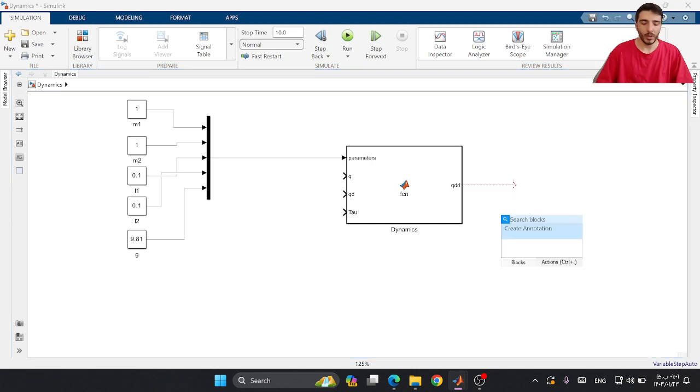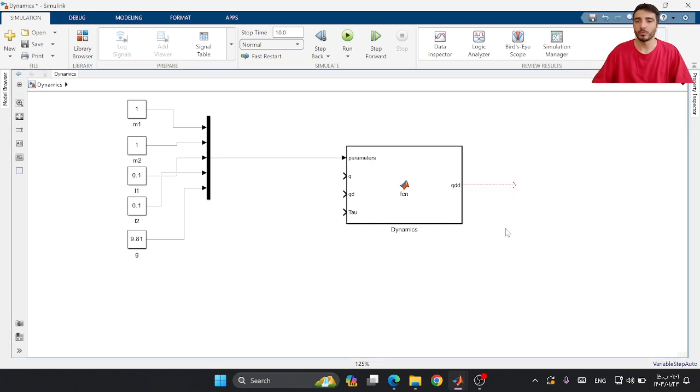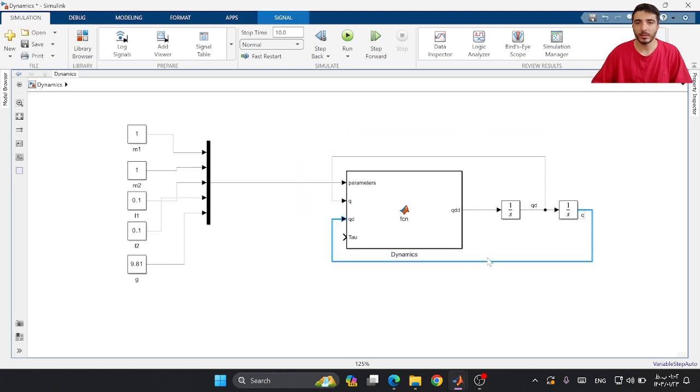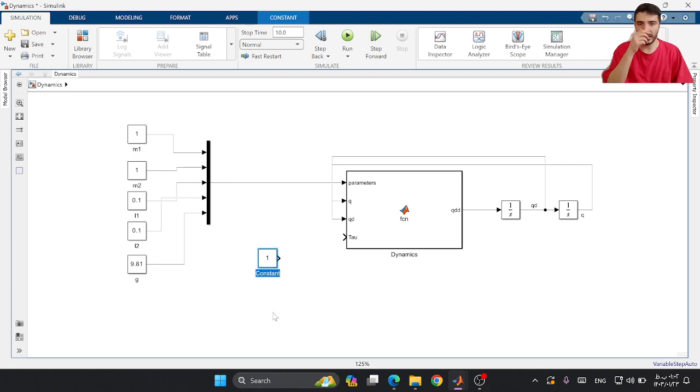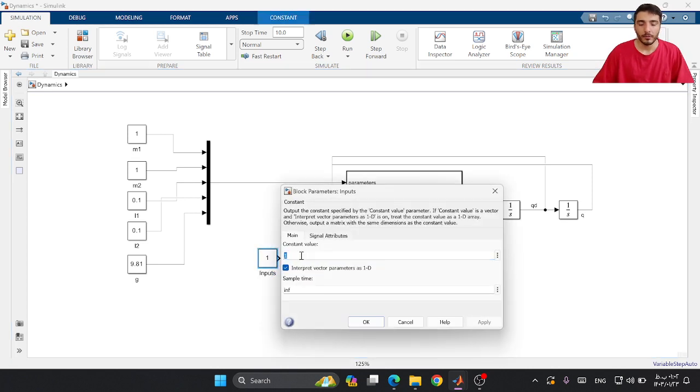Q double dot, we need an integrator to integrate from our Q double dot. This is Q dot. We have our Q dot Q here. And now we feed back our Q dot and Q here. And for now, I want to add an input, for example, 0 and 0 for now.